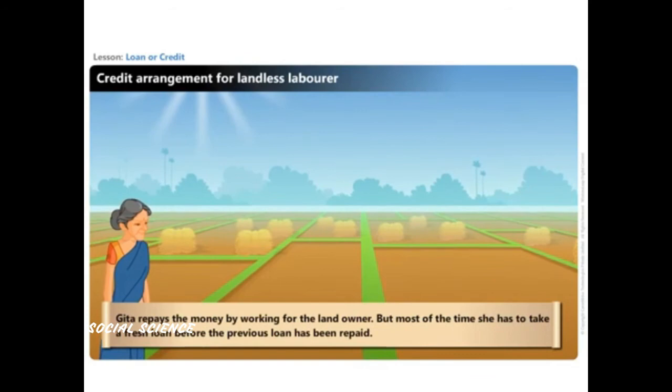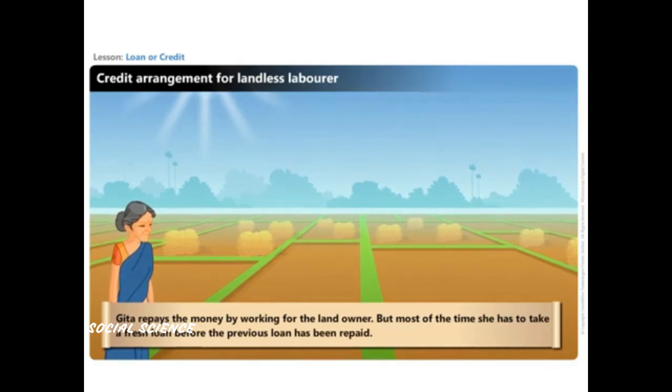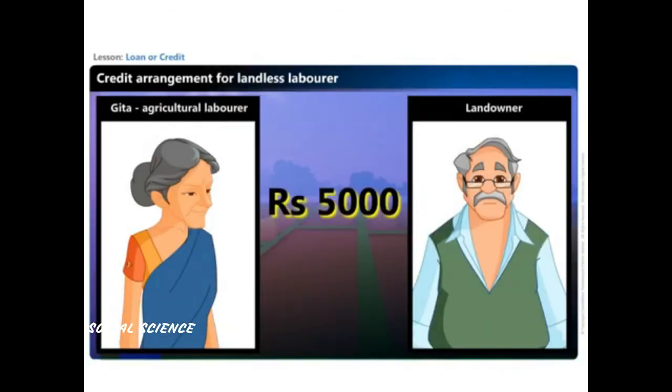Geeta repays the money by working for the landowner. But most of the time, she has to take a fresh loan before the previous loan has to be repaid. Presently, she owes the landowner rupees 5,000. Though the landowner does not treat her well, she continues to work for him as she has taken loan from him and it should be repaid.